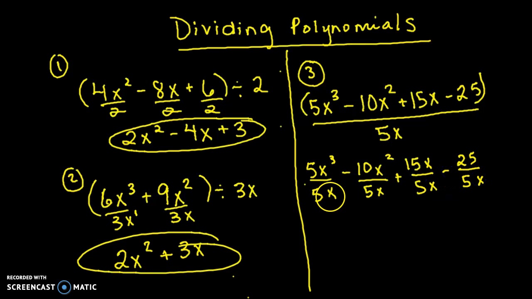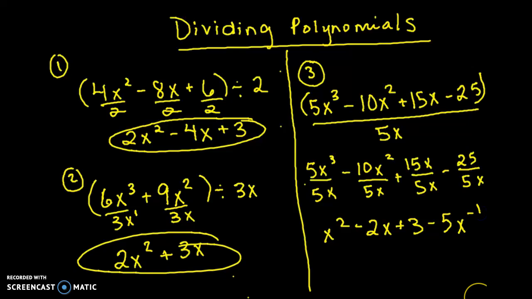Okay, so when we did this, 5x to the third divided by 5x would be 1x squared. Negative 10 divided by 5 would be a negative 2, and it would just be 2x, because 2 minus 1 is 1. 15x divided by 5x would be 3, okay? But then 25 divided by 5x would actually be negative 5, and it would be x to the negative 1.